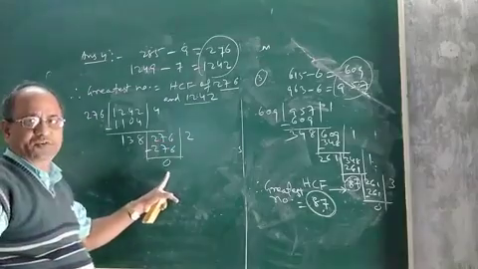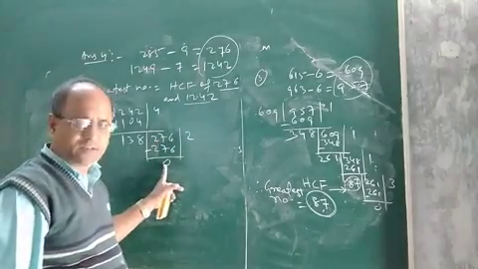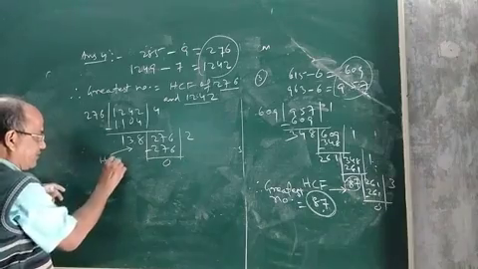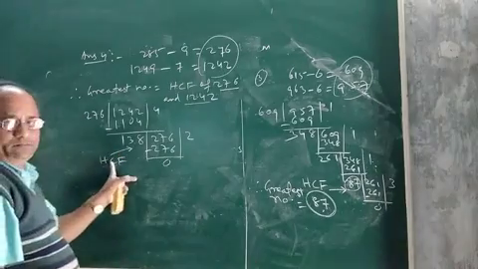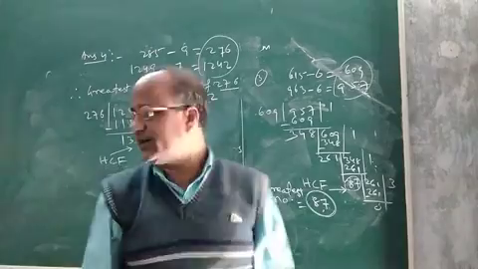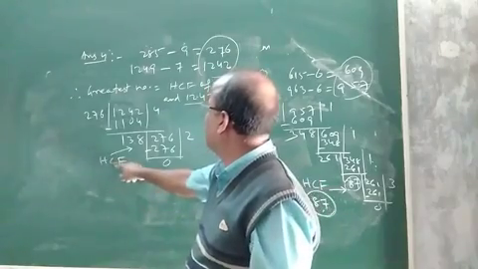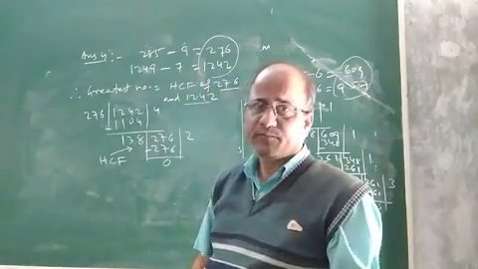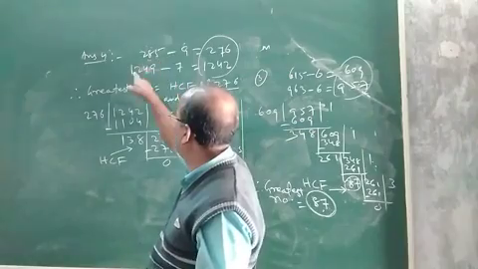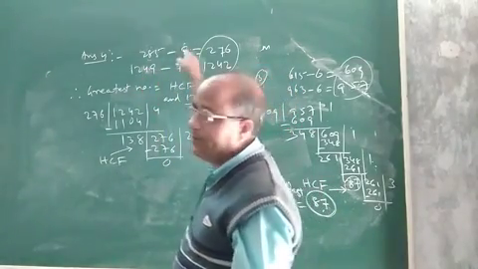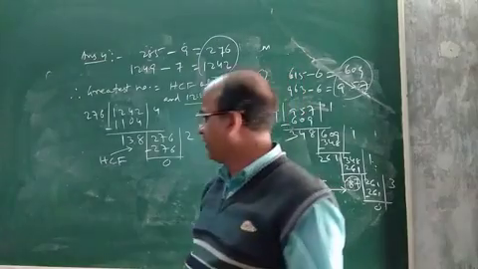See, now the remainder is 0. So at this stage the remainder is 0. Then what is the smallest divisor? 138. So this will be the HCF, 138. That means this will be the greatest number. 138 is the greatest number which will divide 285 and 1249, leaving remainder 9 and 7.